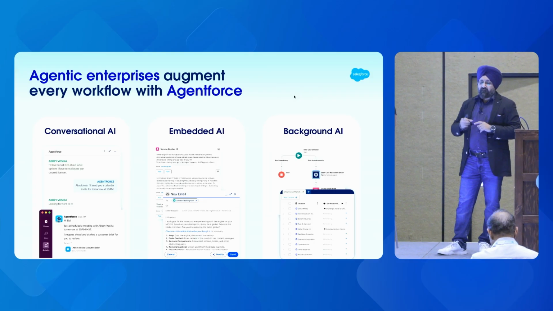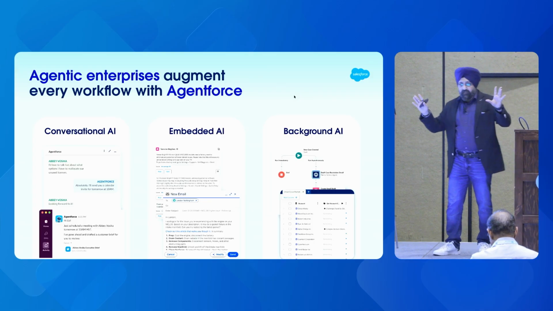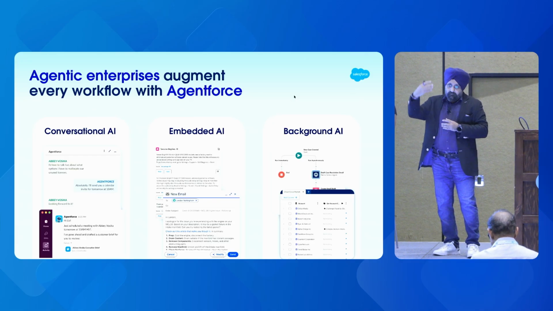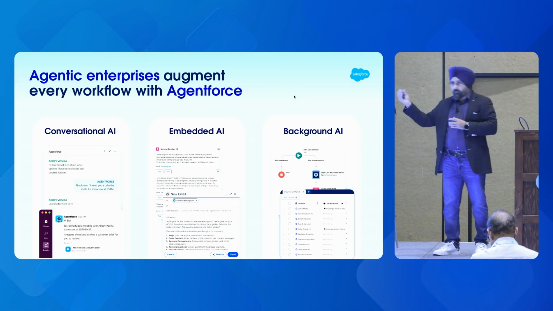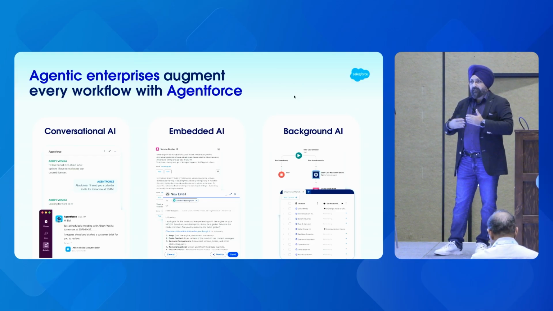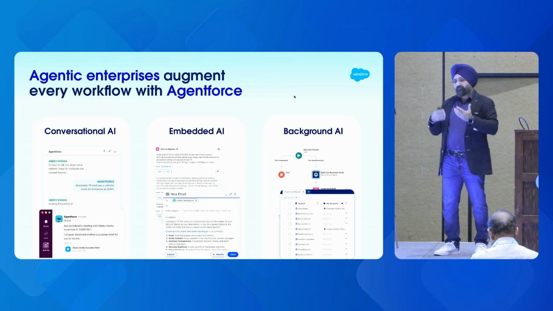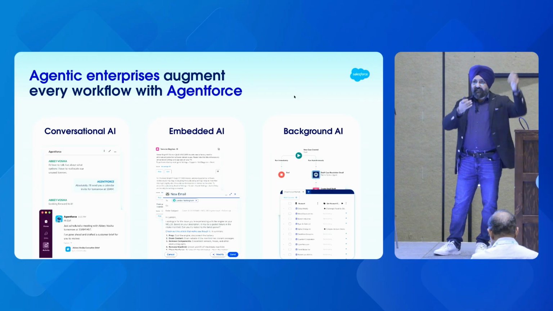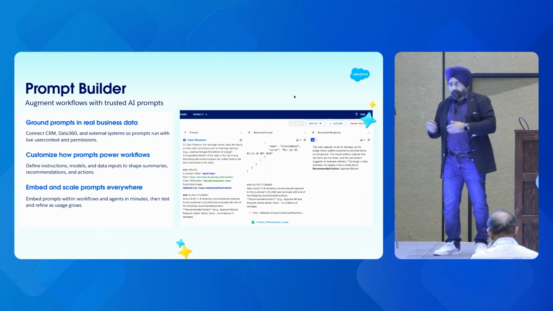Agentic enterprises use Agentforce to augment their every workflow, whether that's conversational, as you've used with Agentforce, embedded AI, sales email editor, or LWC component, or background AI. Many of our customers now use triggers or batch APIs, and we'll talk about those, to process these records in the background. So it's everywhere. You may not have seen it front end, but maybe it's happening in the back end. A case comes in, automatically generates a summary to make it easier.